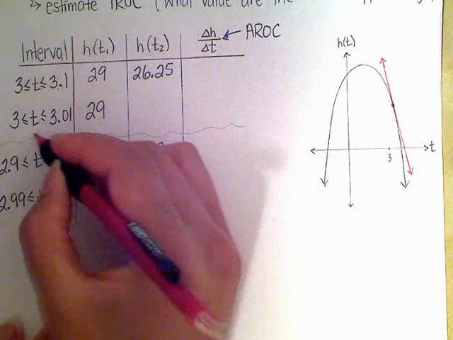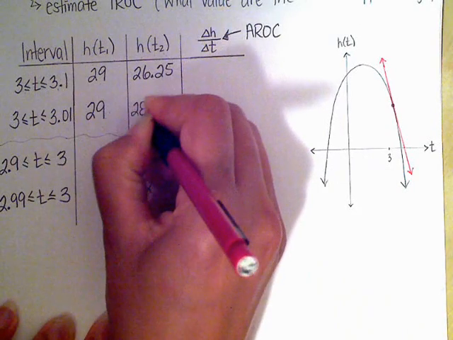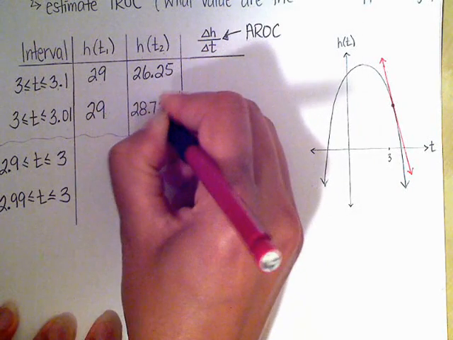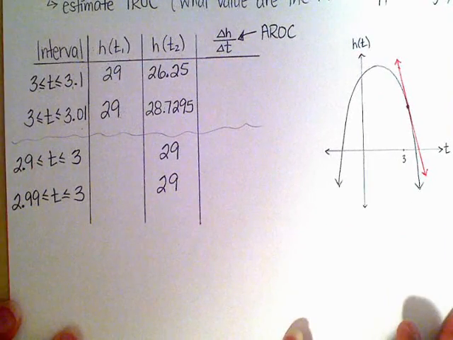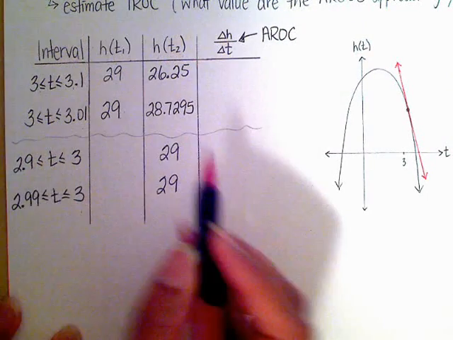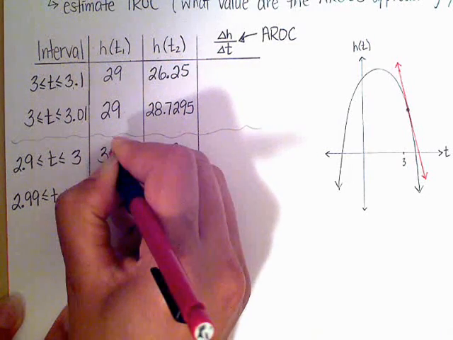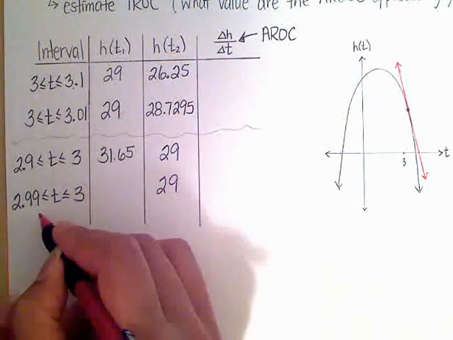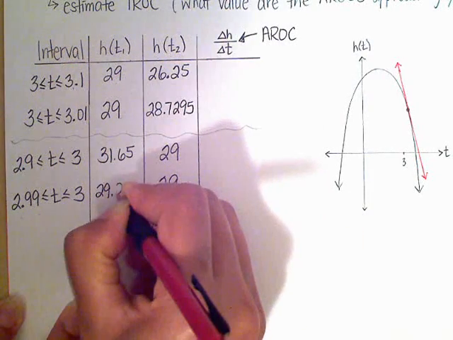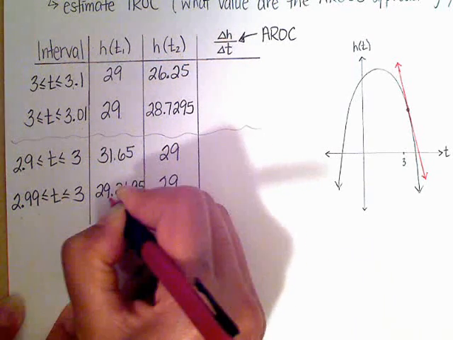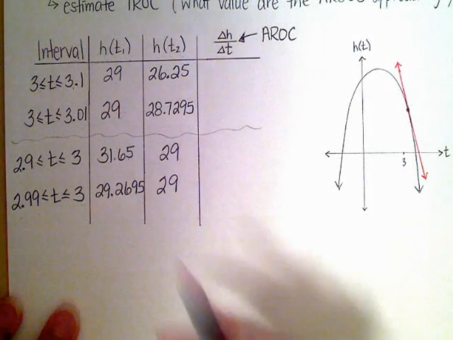Okay, and if I do the same thing for 3.01, plug it into the function, I get 28.7295. Okay, and then we'll do the same thing for 2.9 and 2.99. So if I plug in 2.9 into the function, I get 31.65. And when I plug in 2.99 into the function, I get 29.2695. So it's the same idea as average rate of change, except I'm not showing all my work. Instead, I'm just showing my end results in a table.